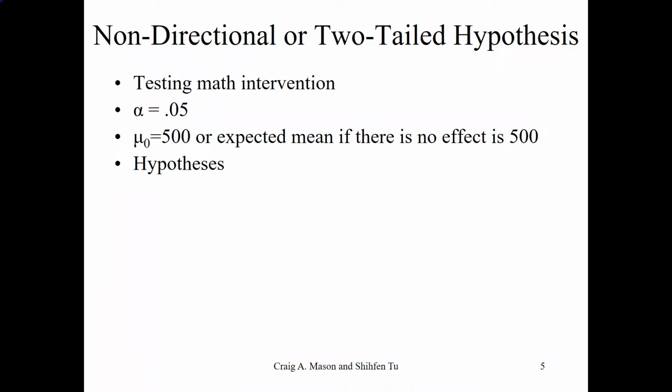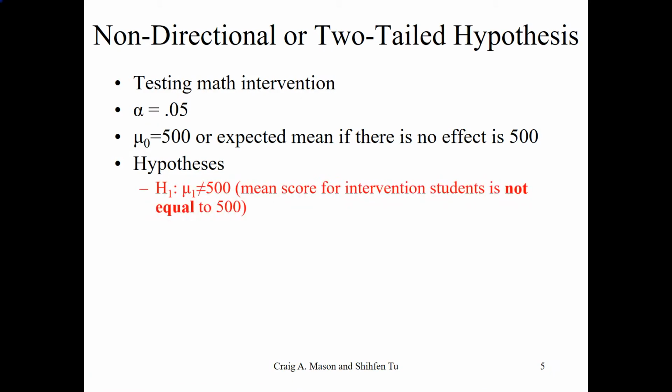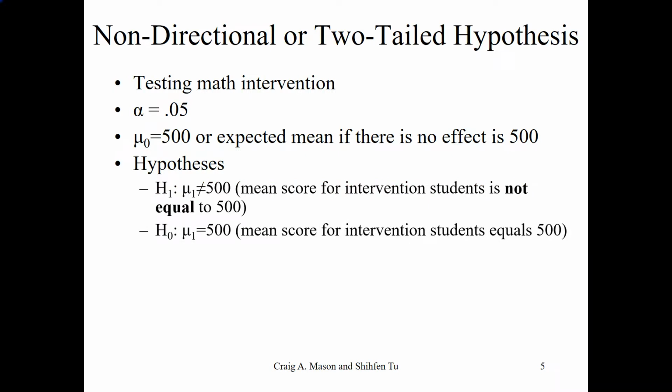So our alternative hypothesis will be mu1 is not equal to 500. The mean for the population of students who might receive the intervention is not equal to 500. Our null hypothesis is therefore mu1 is equal to 500. The mean for the population of students who might receive the intervention is equal to 500.